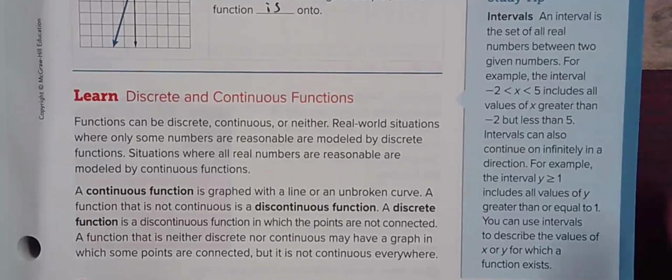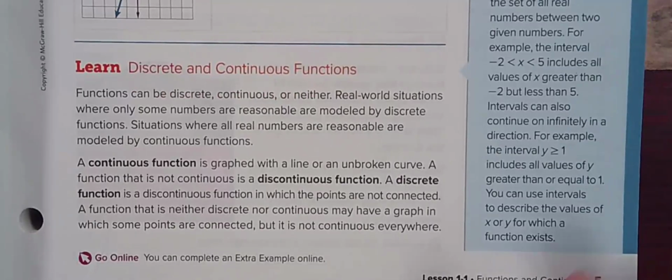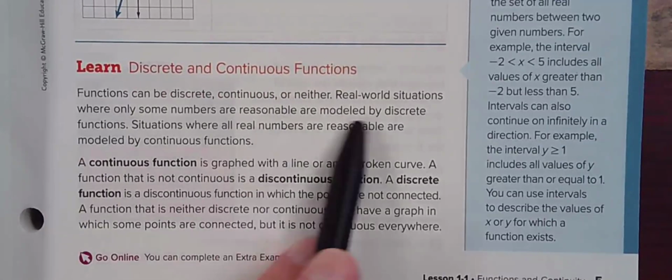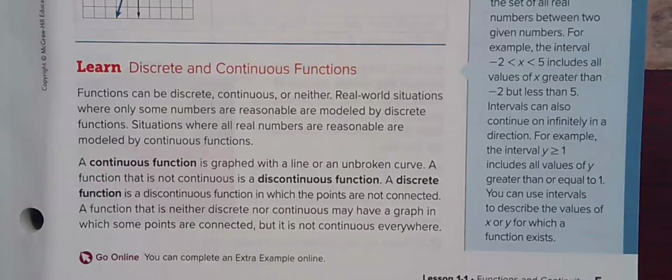The nice thing about discrete versus continuous is that I think this is a lot easier to understand than one-to-one versus onto. So functions can be discrete, continuous, or neither. If it's neither, we could call it discontinuous. Real-world situations where only some numbers are reasonable are modeled by discrete functions. Discrete functions are basically represented by individual points on a graph, like a scatter plot. That would be a discrete function.